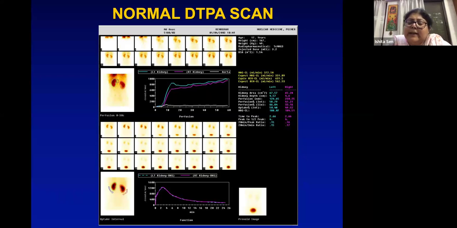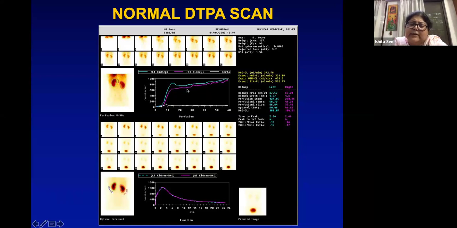And there should be at least a 30% reduction in the renal tracer uptake as compared to the baseline. So that is when you say that this is a non-obstructed kidney. And you have these renogram curves. We'll come to that in the next slide.